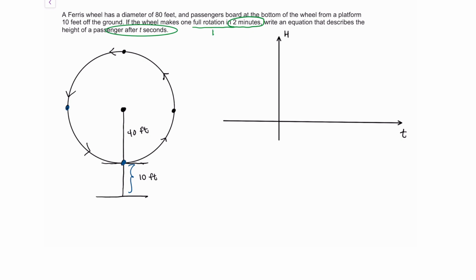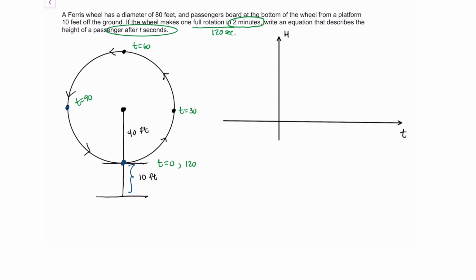So 2 minutes, remember, is 120 seconds. And that means that every quarter rotation will correspond to a 30-second time elapsed. So this is t equals 0, t equals 30, t equals 60, t equals 90, and 120 as well. So we're just going to look at one full rotation. Now, since the diameter is 80 feet, the radius is 40 feet. You notice that's what I have written there.